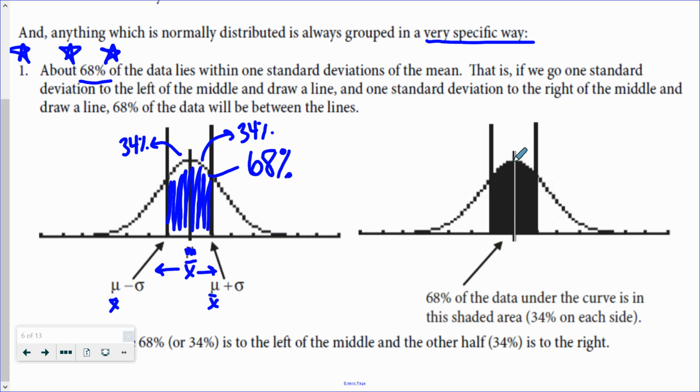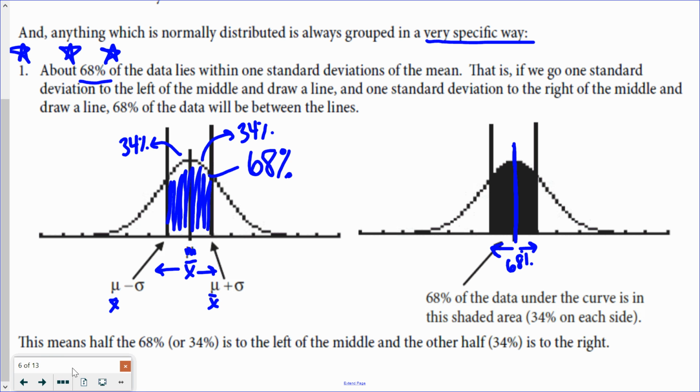So again, this is the mean. Whatever your value for standard deviation is, if you go 1 above or 1 below, that's going to get you 68% of the data. I should move this down. So this means half of 68, which represents the 34, is to the left or below, and half is to the right or above your mean.